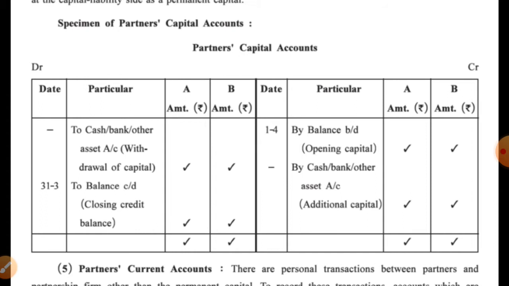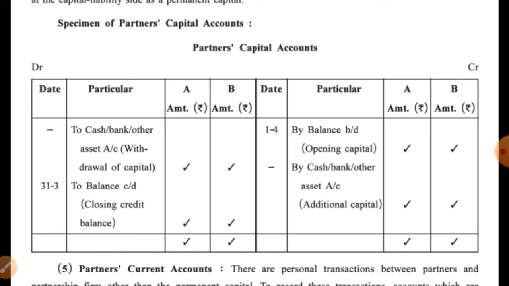As we are recording capital on the credit side, in the same way any kind of withdrawal, that is drawings, will be recorded on the debit side of partners' capital account. You can see the debit side first entry, it is there to cash or bank or the other assets. Withdrawal of capital means any kind of withdrawal, whether in the form of cash or any of the assets, then it is to be recorded on the debit side of capital account. Here there are only two partners. If there are three partners, then we have to make three columns, that is for A, B and C. It means a combined partners' capital account we are preparing.